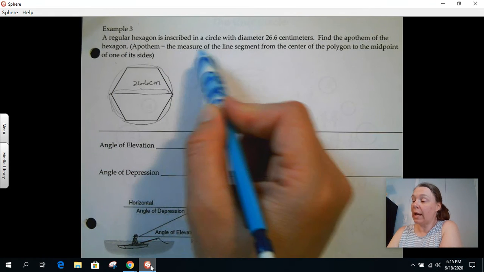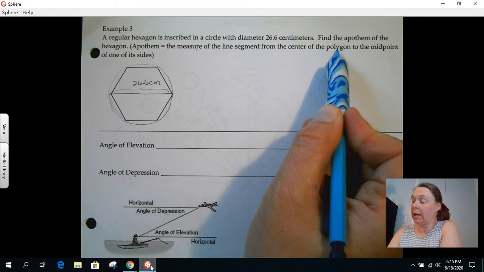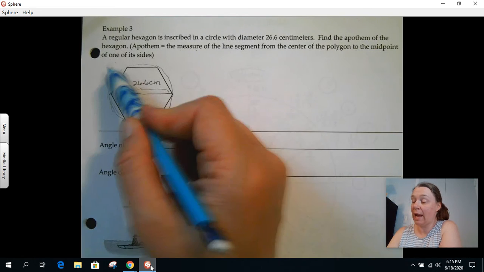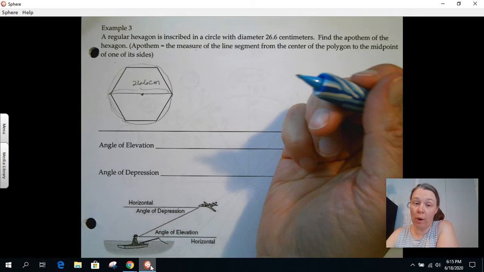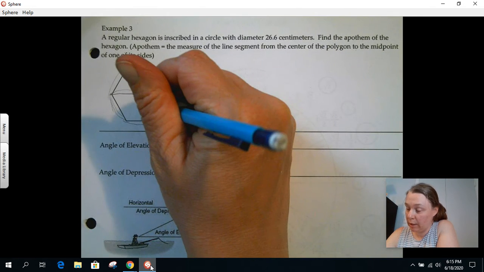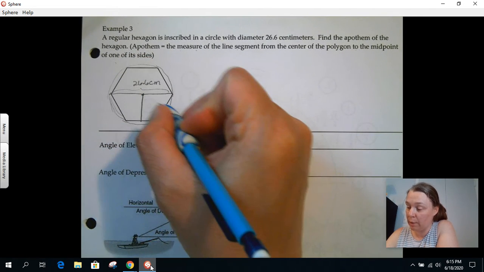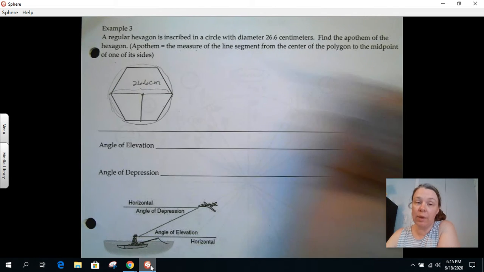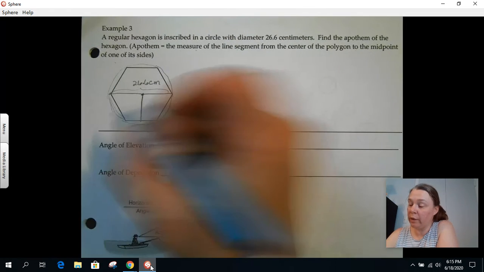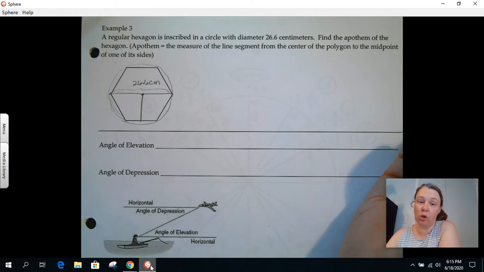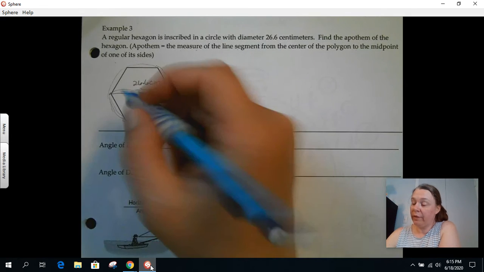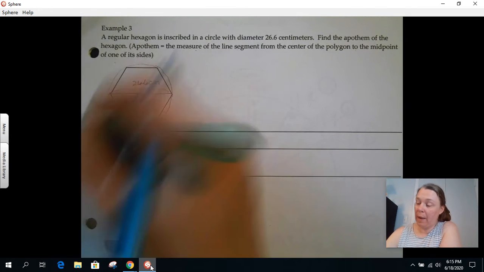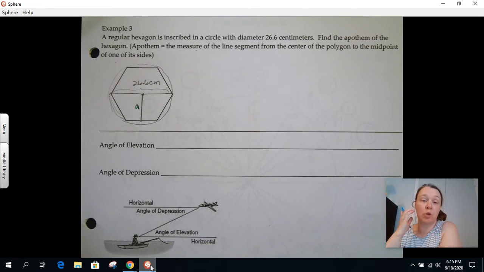The apothem is the measure of the line segment from the center of the polygon to the midpoint of one of its sides. So for example, here, right? There's a bunch of them though. Here is an apothem, here's an apothem here. And again, with the diameter, you could have connected any vertices, but to keep it less messy, I'm not going to. So I want to figure out this length here. This is my apothem that I'm trying to figure out the length of.